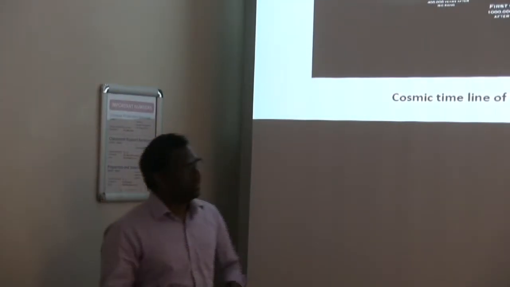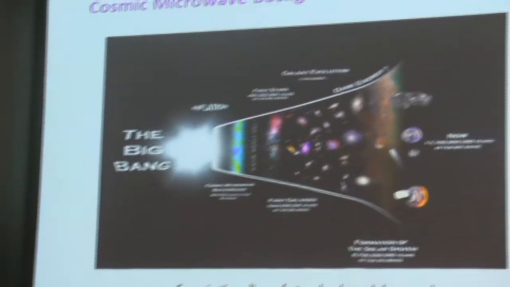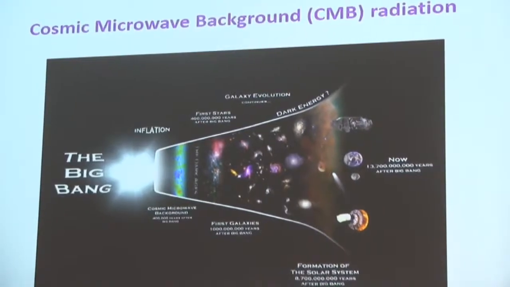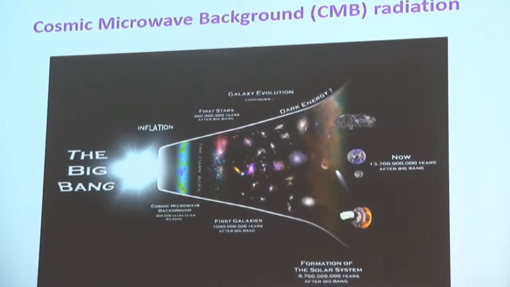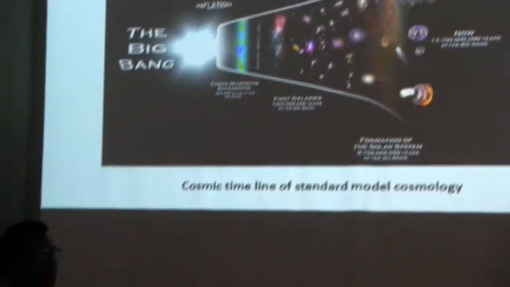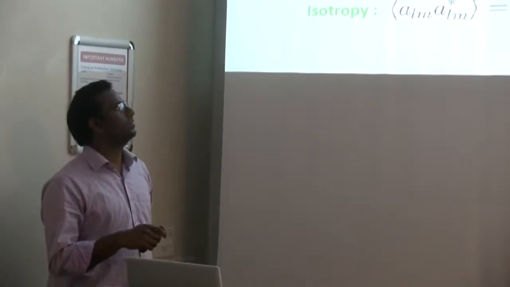So this is the standard cartoon that you might have seen a million times. Basically, the CMB is a probe of the very early universe. It was generated when the universe was only 4 lakh years old. The current age is expected to be around 14 giga years. So just some jargon.